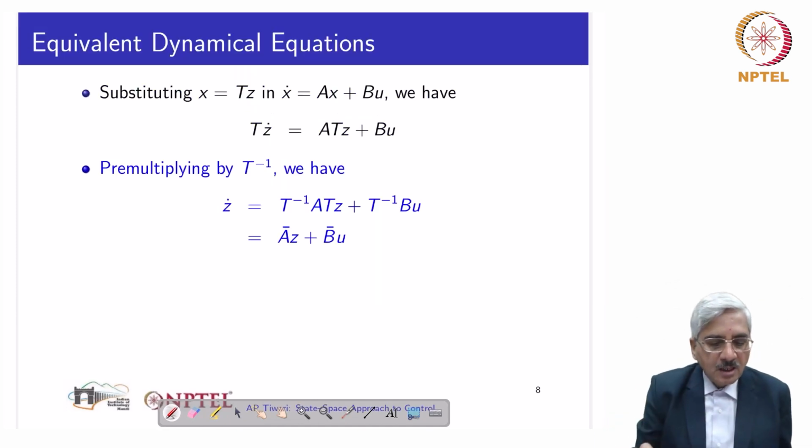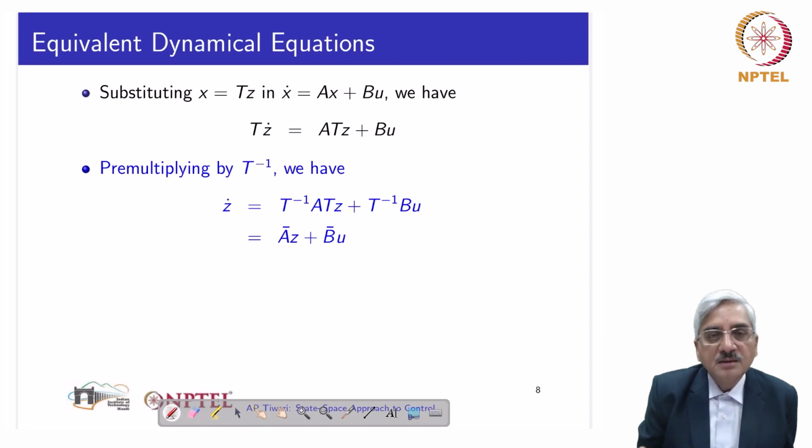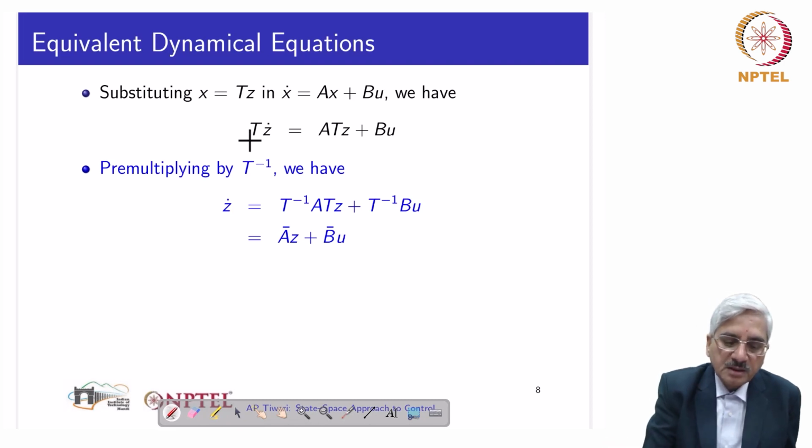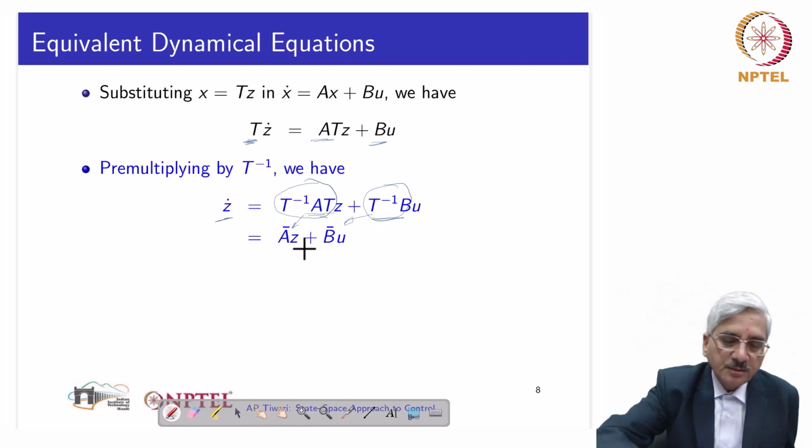Then we pre-multiply all the terms by T inverse, both on the left side as well as on the right side. T inverse T gives an identity matrix, so that gives z dot alone on the left hand side. On the right hand side, we get T inverse AT and T inverse B. We denote T inverse AT as A bar and T inverse B as B bar. So this becomes z dot equal to A bar z plus B bar u.